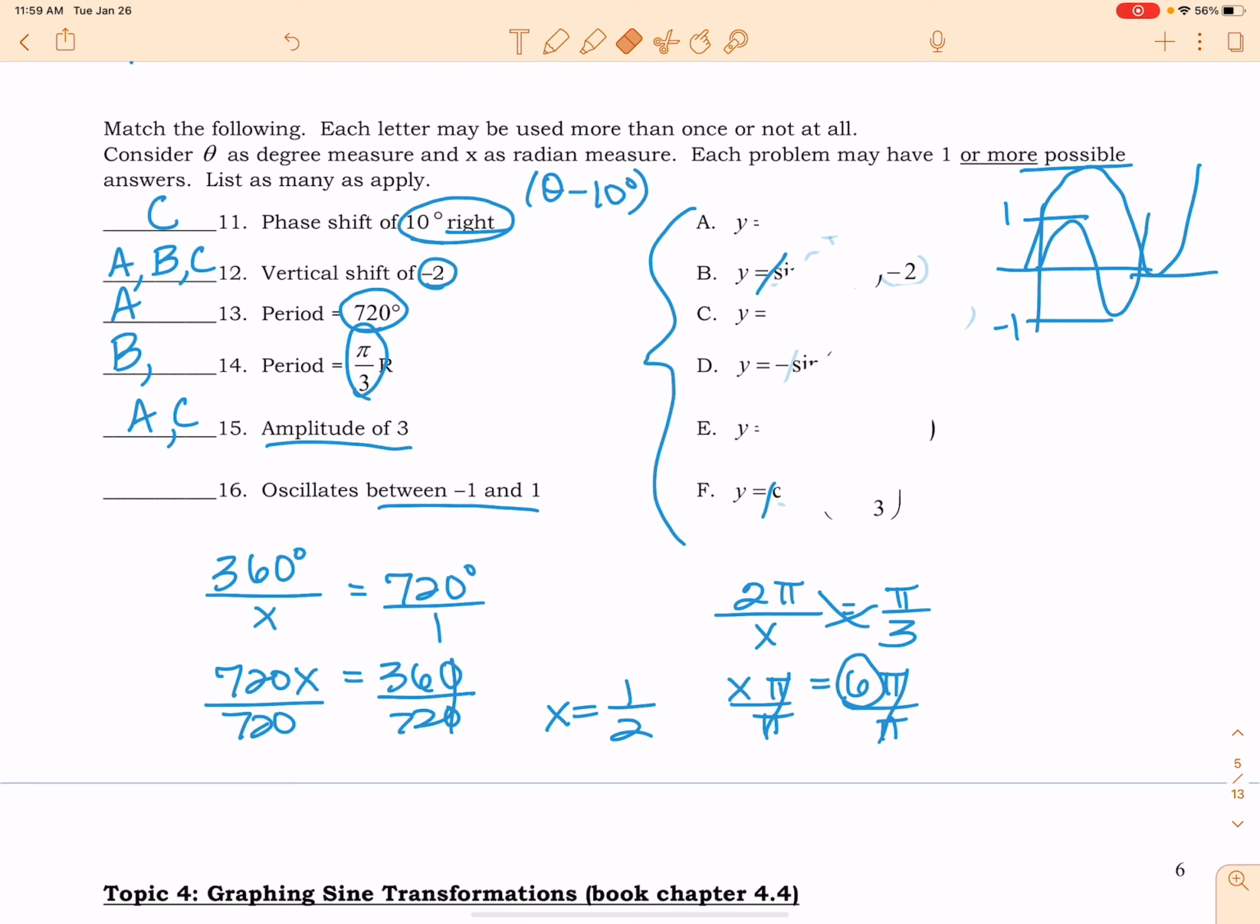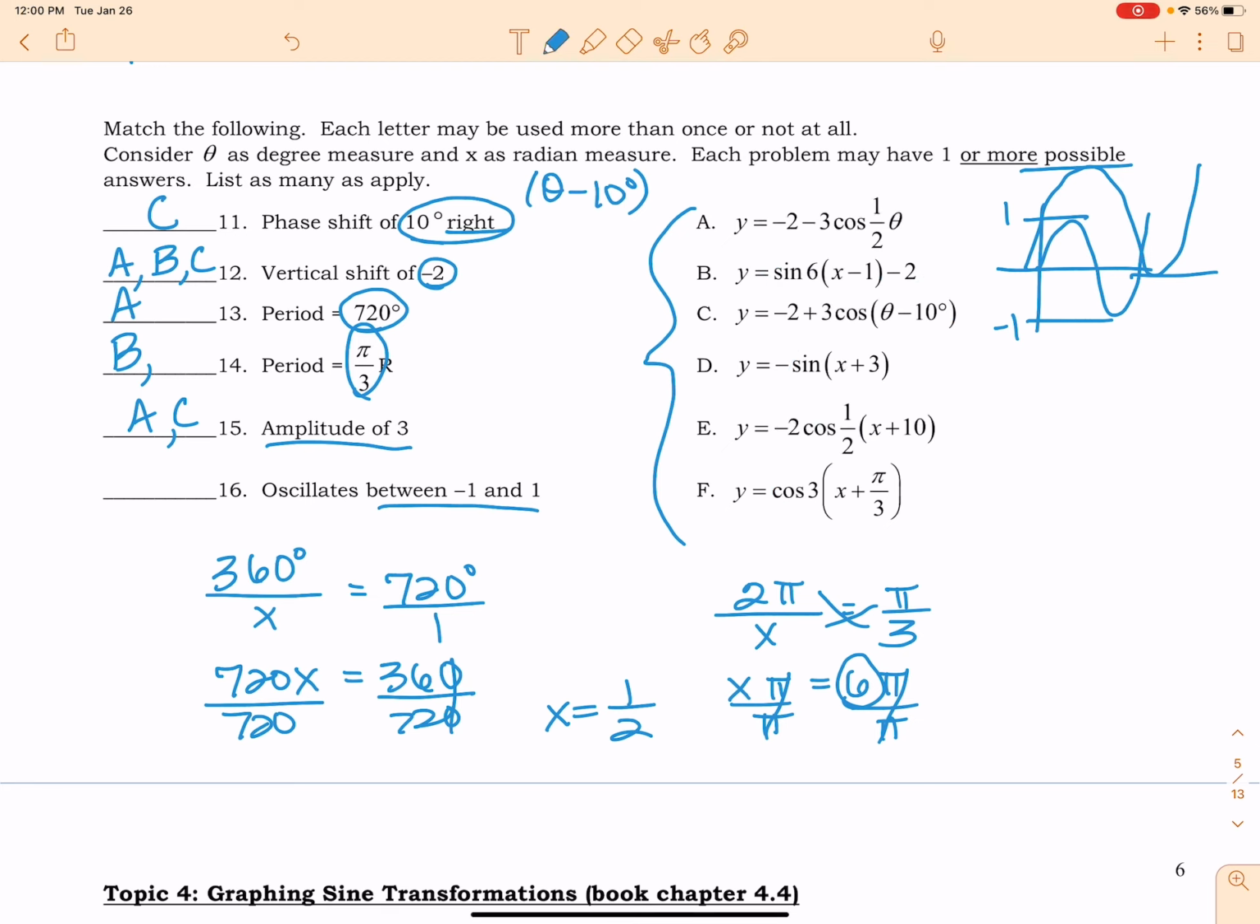So let me erase all this writing I've done here. So we want no vertical shift, and we want an amplitude of 1. So this does not have an amplitude of 1. This does have an amplitude of 1, but moves down, so that's a vertical shift, so that's not going to work. This does not have an amplitude of 1. This does, and there's no vertical shift, so D works. All right, this one does not have an amplitude of 1. This one does, and there's no vertical shift, so F. Hopefully that helps you think through these.